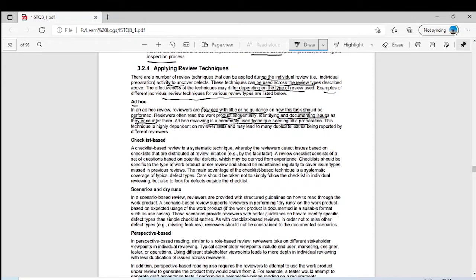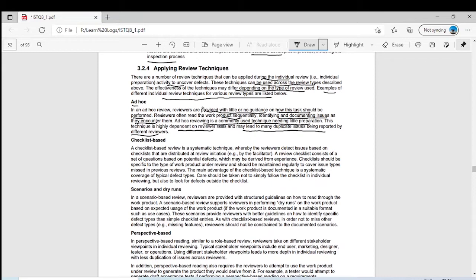So you will be invited to the review meeting, and then you will have no information about the work product. It could be a time pressure. This technique is highly dependent on reviewer skills and may lead to many duplicate issues being reported by different reviewers. For example, maybe one defect is found or reported by different reviewers. Duplication is possible. The same error in the work product may be reported by two or three reviewers. Ad hoc is normally applied when you have time pressure.